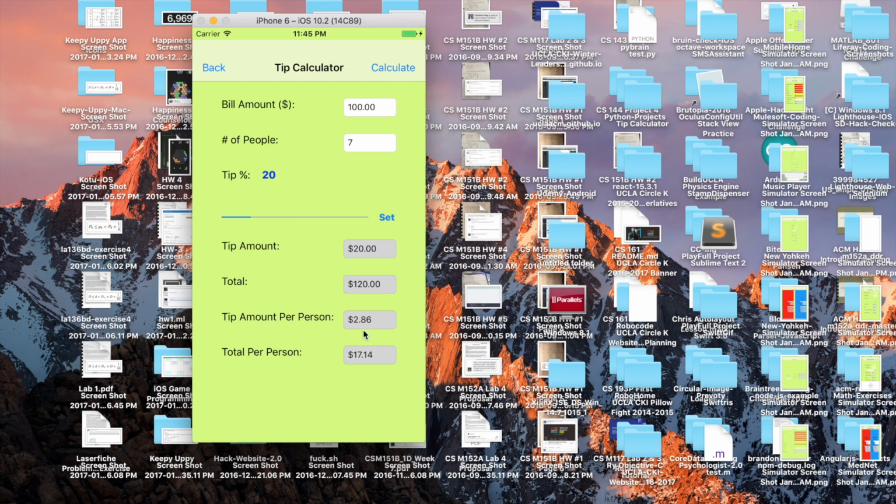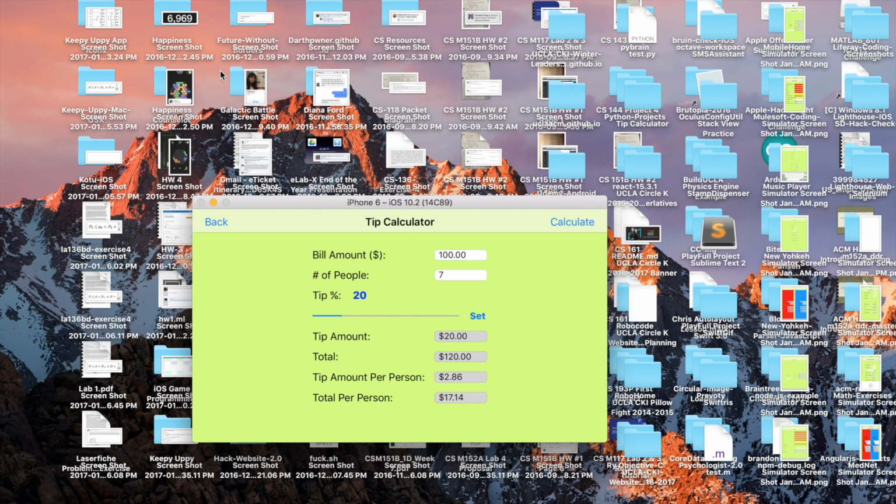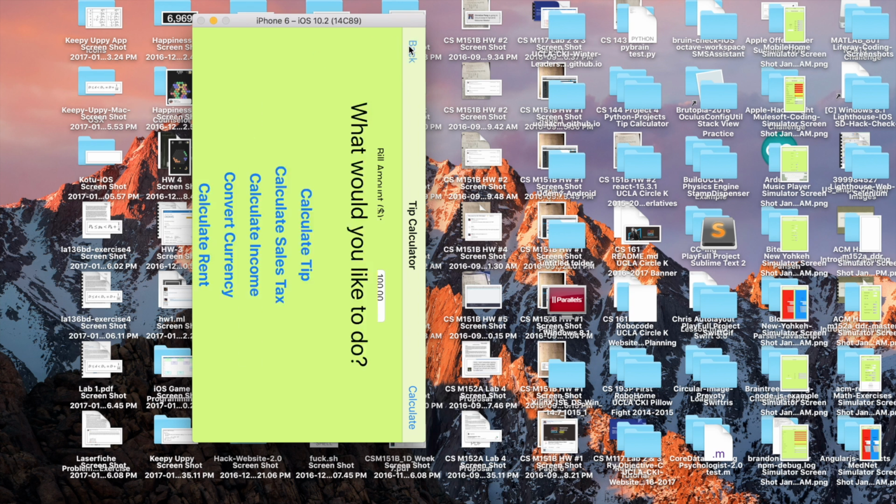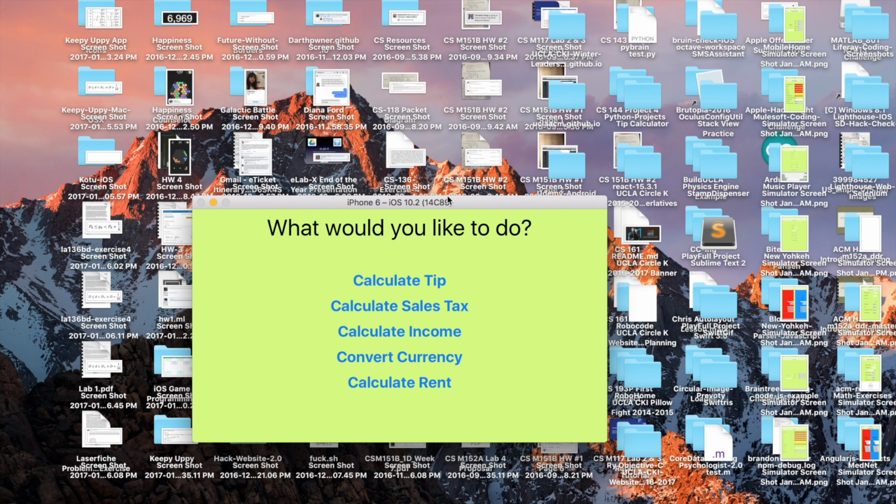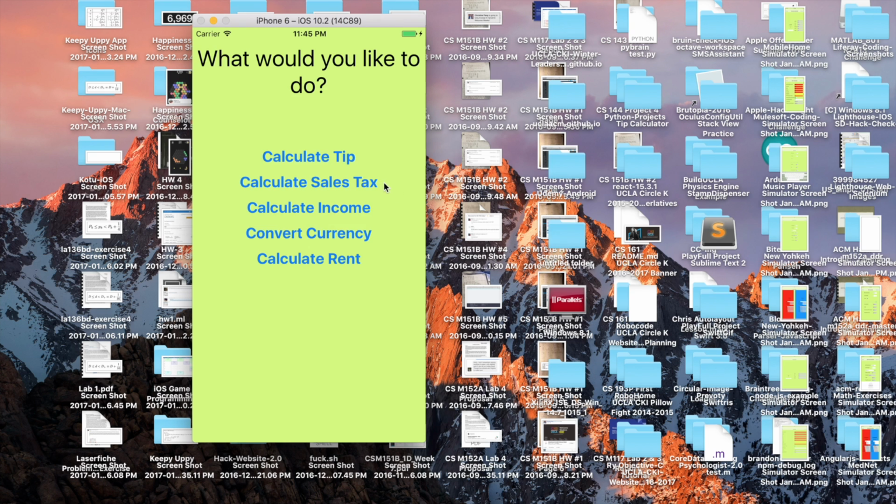So this is definitely a lot faster than having to calculate it by hand or using like a calculator. And I thought this is just like a really quick way of doing this. So that's one of the features of the app. It also looks good on landscape as well as portrait view. So if we flip this over here, yeah. So let's next calculate sales tax.